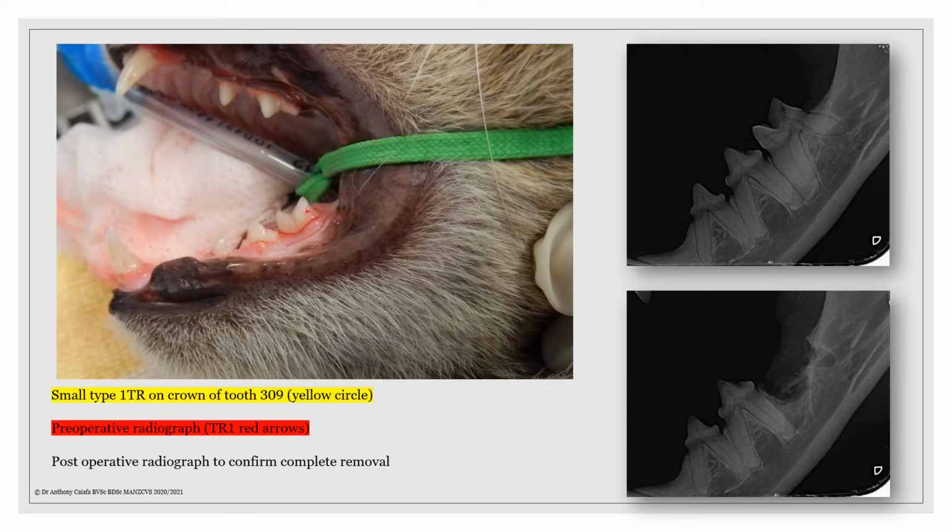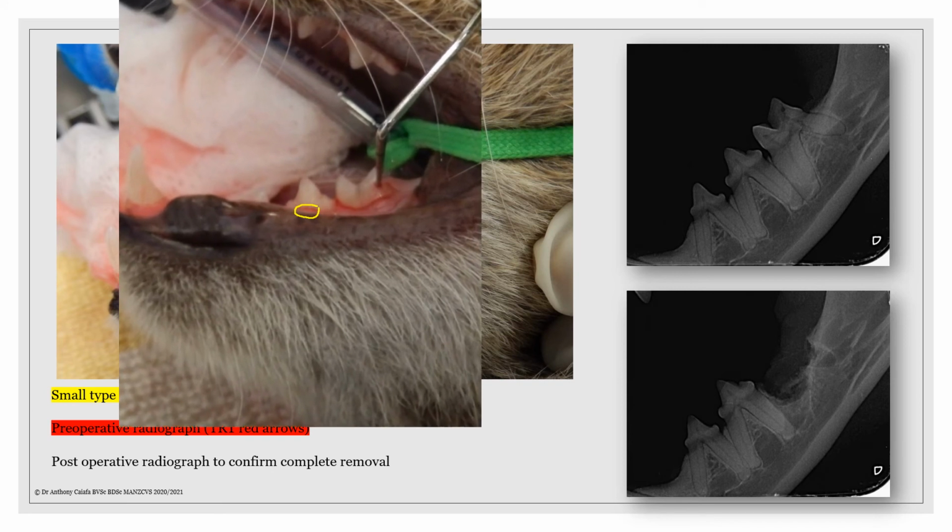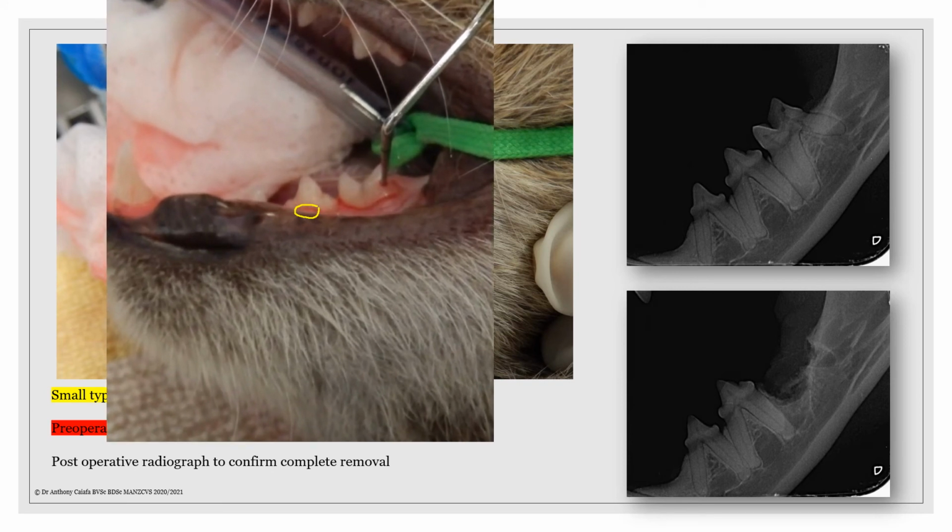Here we have an example of a small type 1 tooth resorption in the crown, and this is in tooth 309, so you can see a little pinpoint tooth resorption there, which is a strange lesion. We don't often see a little pinpoint lesion like that. The radiograph, we'll just show you this lesion. Yep, there it is there. And if we expand that lesion, we've got a little probe that's sticking into the lesion there.